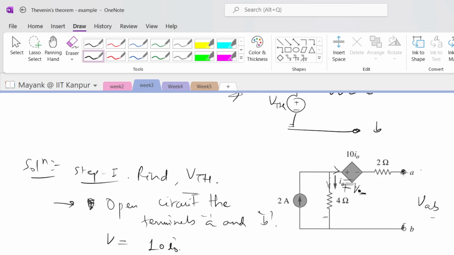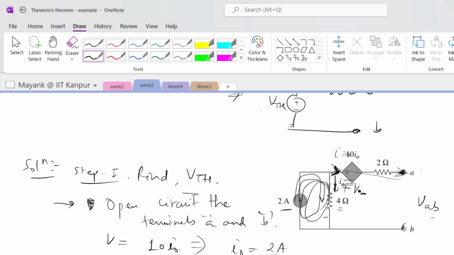Can any current flow in this particular branch? You can see that this particular branch is open circuited here. So if any current is going to flow here, there is no path for it to flow, right? So this current here is 0. Fine. So all this current is going to flow like this. The current flowing through this 4 ohm resistance is equal to I naught, right? So I naught is equal to 2 ampere. This current I naught is completely going to come from this particular current source, 2 ampere. The current here is I naught is equal to 2 ampere.